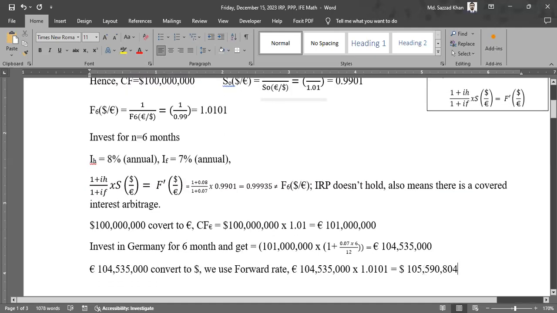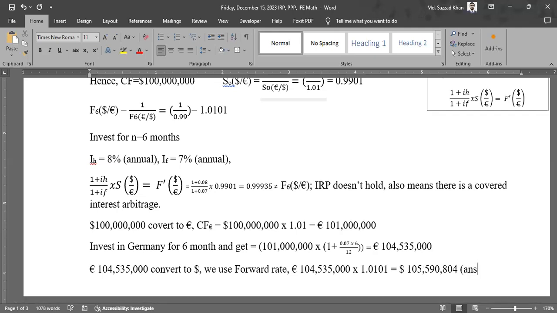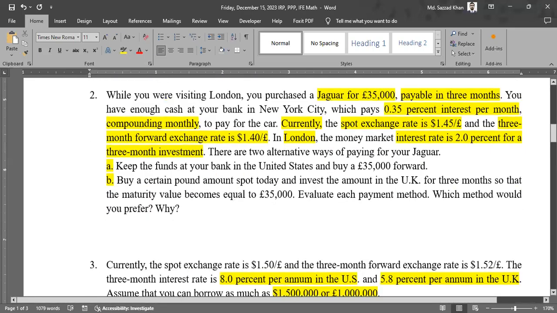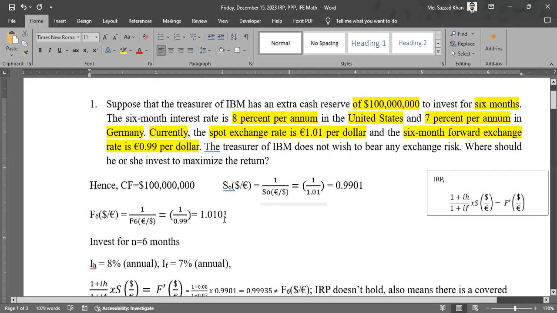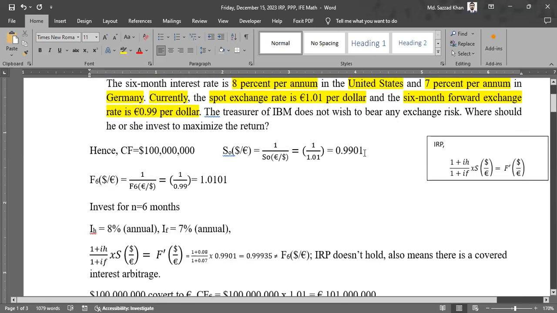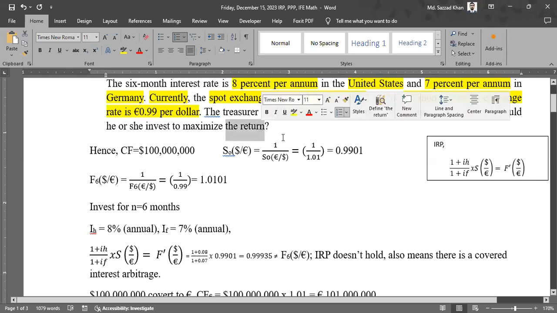Okay, this much money he can make. So this is the answer. Okay, let us go to the next one. There's another point where he or she should invest to maximize the return. To maximize the return, you need to make a comment.